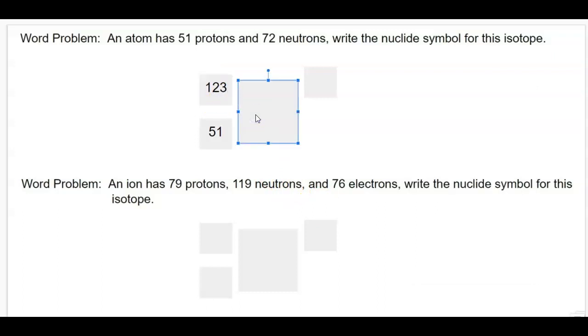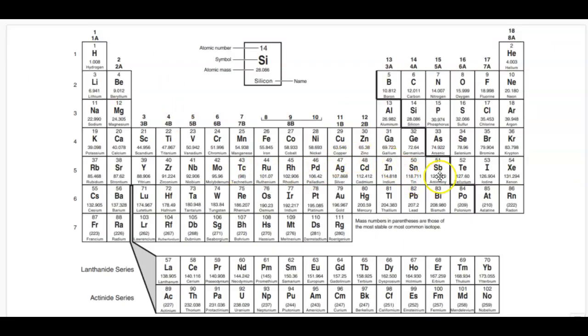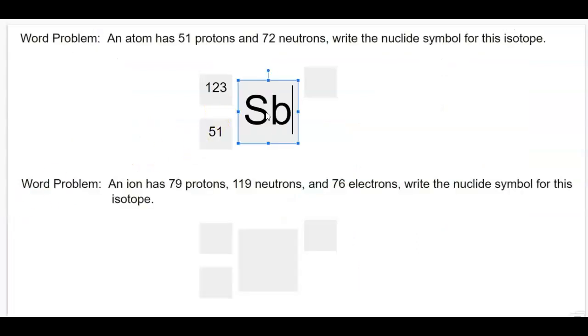Now, what is the symbol of this element? Use the atomic number 51 to find the symbol in the periodic table. It is Sb, or antimony. Sb. And then because this is an atom, it's neutral, so we need nothing in this box.